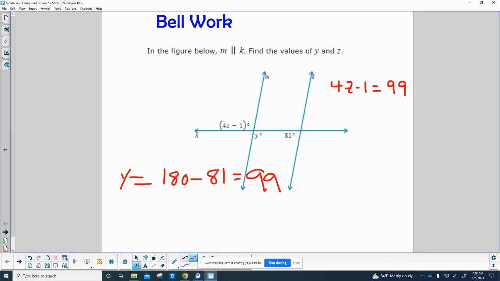Then to solve for Z, all we have to do is add 1 to both sides, and we get 4Z equals 100. Then we divide both sides by 4, and we get a Z value of 25. So there's how we solve a problem like that.